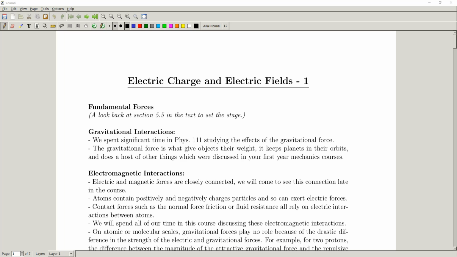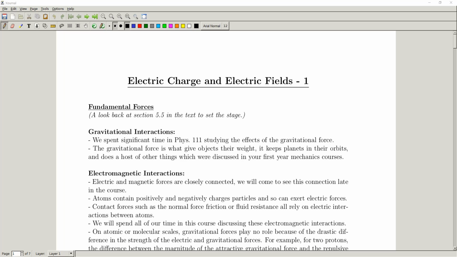Okay, and so let's start off here. Before we get into the actual content of chapter 21, sorry, I'm going to take a step back here, and we're just going to take a look at fundamental forces in general.